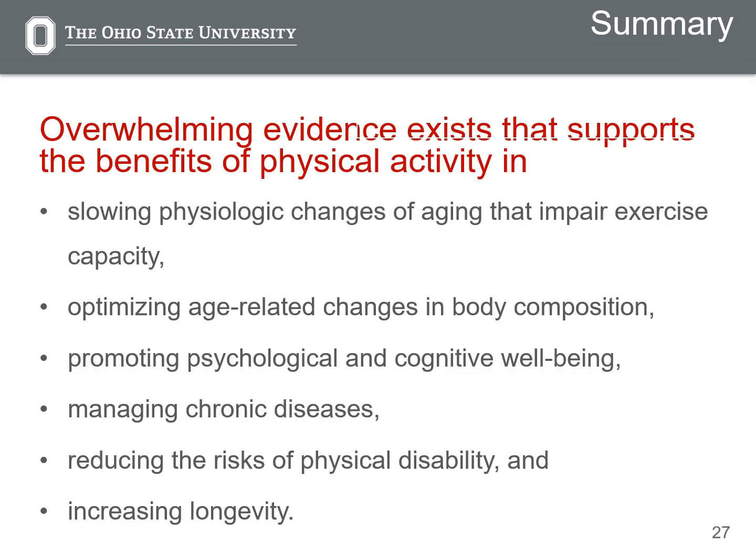So there's overwhelming evidence, right, that we know exists. We know slowing these physiological changes is imperative. Optimizing age-related changes in body composition, so that body fat and muscle mass composition is going to be key. Promoting psychological and cognitive well-being. We talked about depression, anxiety, and mood. Enjoyment for them is huge too. Our ability to manage chronic diseases with exercise, and then reducing the risk of physical disability and increasing longevity and independence, really.